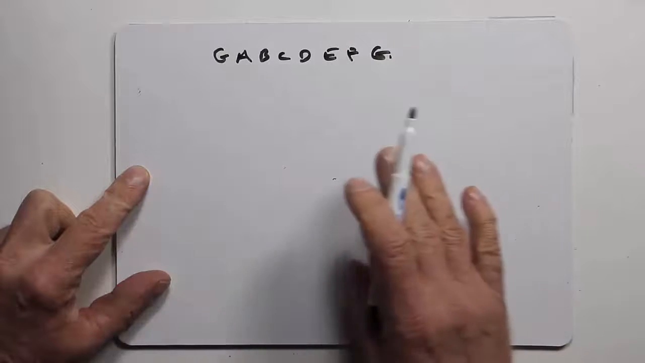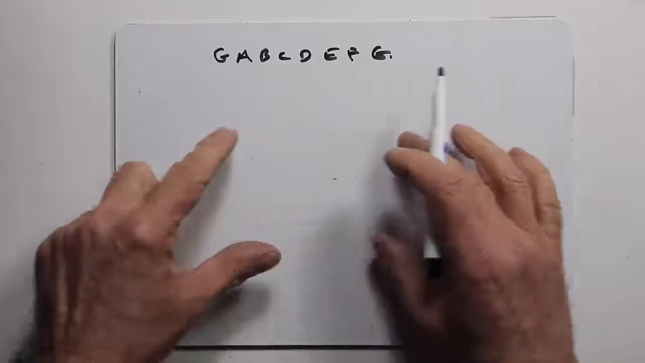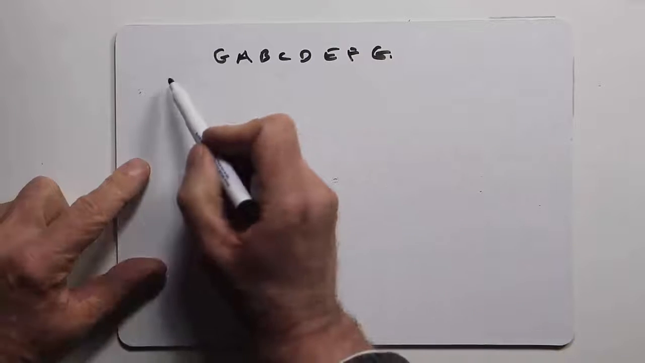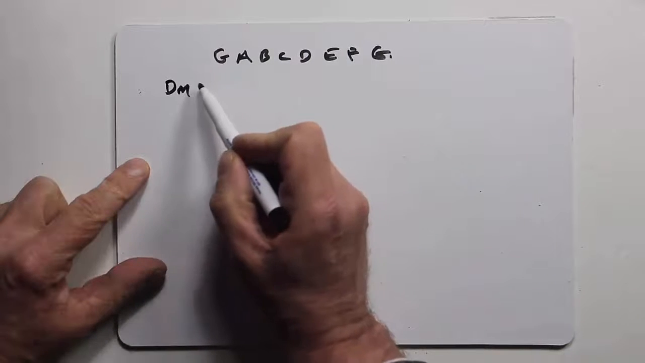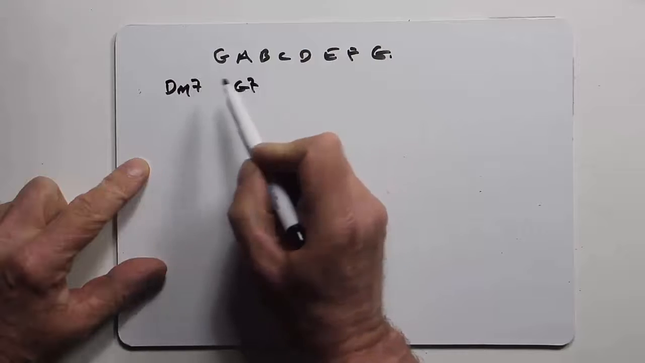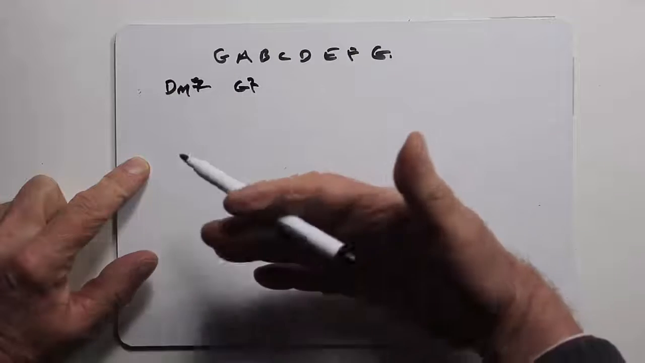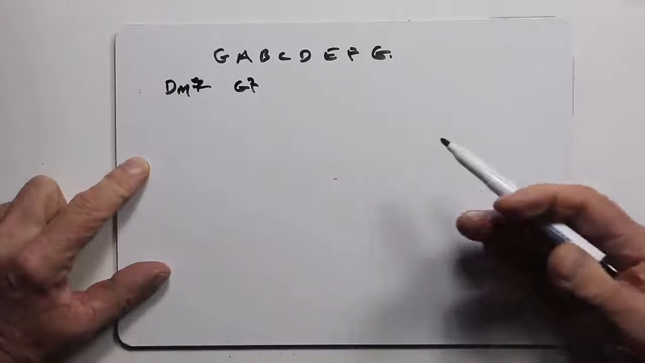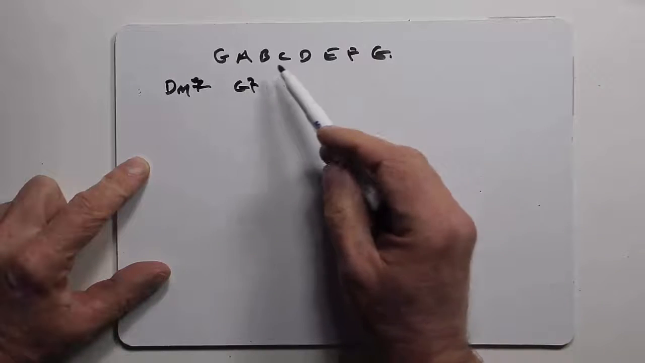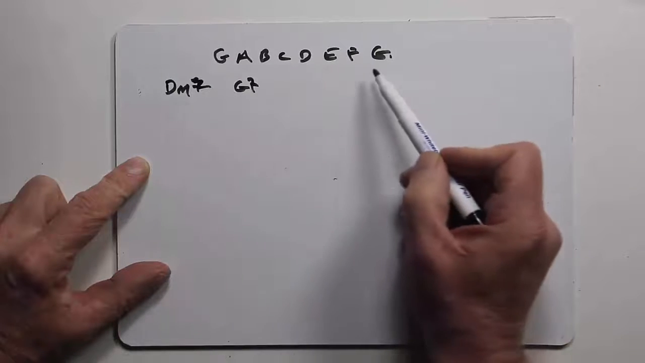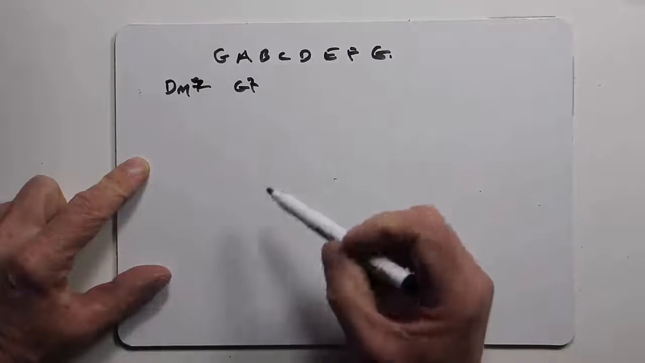Now what I'm going to do is show you the best chords to use over this D minor 7 G7, or D minor G7 in standard notation, that is on a major scale. Then we'll have a look at what those chords relate to here, so you can see what the arpeggios are like.